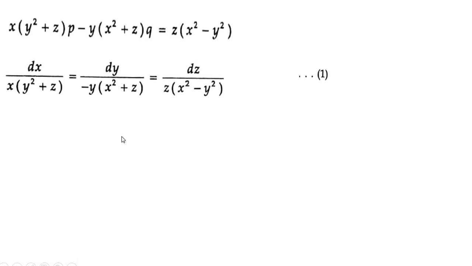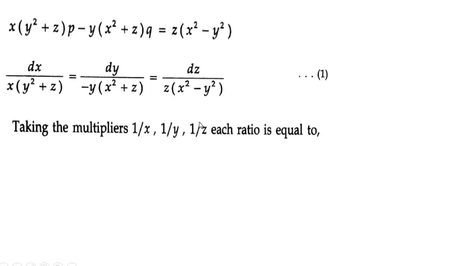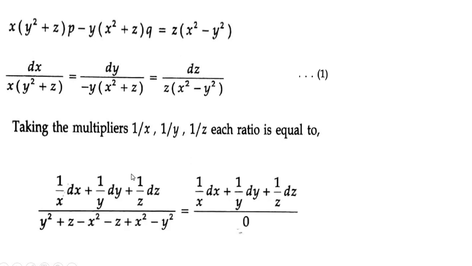So first of all, let us use the multiplier 1 by x, 1 by y, 1 by z. So you will have 1 by x into dx plus 1 by y into dy plus 1 by z into dz. When you divide by 1 by x in the denominator, x and x will get cancelled. You will have y square plus z. Similarly, when you divide with 1 by y, y and y will get cancelled. You will have minus x square minus z. Similarly, when you divide the last term with z, you will have plus x square minus y square. All the terms in the denominator will get cancelled, and that will be equal to 0.